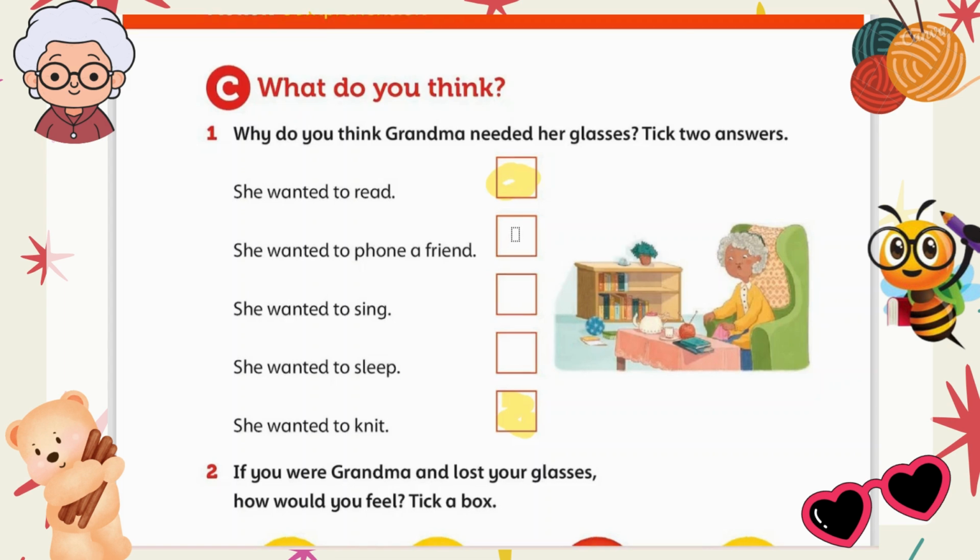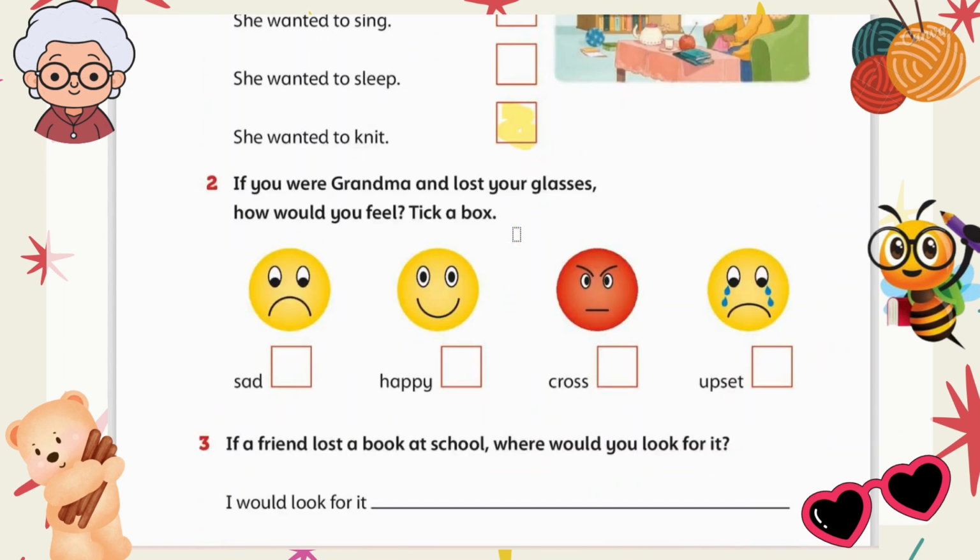Let me know. Moving on to the next question: if you were grandma and lost your glasses, how would you feel? Sad, happy, cross, upset. So just to let you know, cross means angry. So sad, happy, cross, or upset. What will be your response if you lost your glasses?